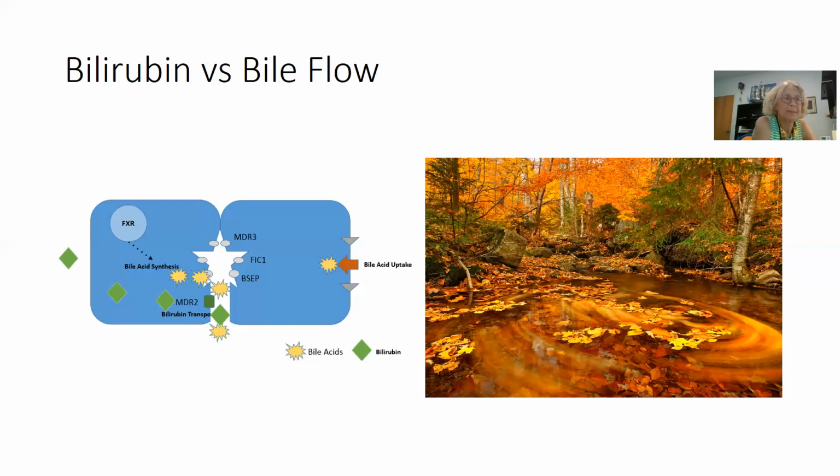I always try to explain it like if you had a stream in the fall, the water is the bile acids, and the leaves that are floating on top of the stream are the bilirubin. If you don't have very much water, it's going to get clogged up. And so sometimes not having good bile flow can clog things up.